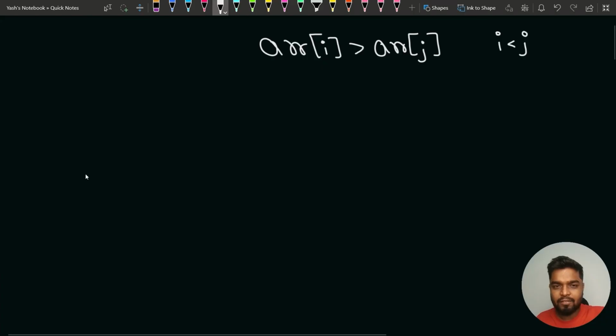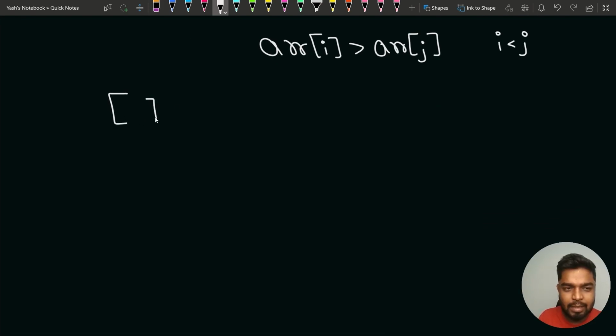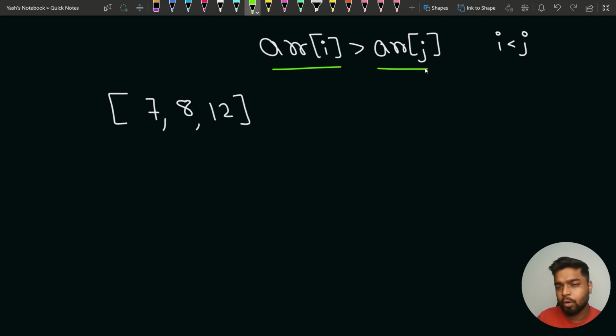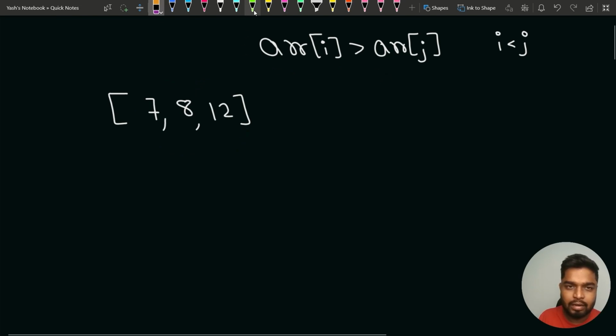Suppose that if I have an array which is something like this. Let's say if I have an array which has got elements, let's say 7, 8, and then after that I have got 12 here. Now if you see here, the condition says that there should be a particular ith element on the left side that is greater than a jth element belonging to the right side. But if you see for the test case that I have taken, there is no ith element that is greater than the jth element on the right side.